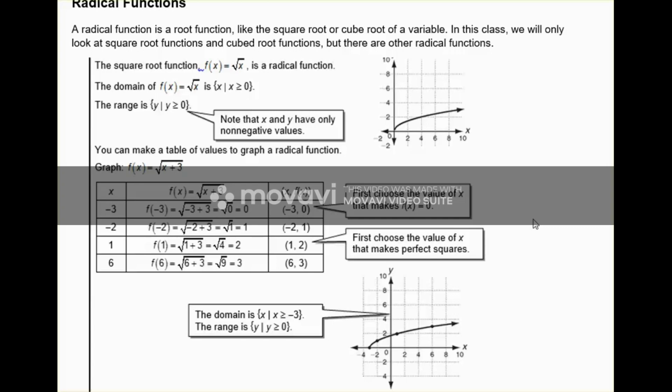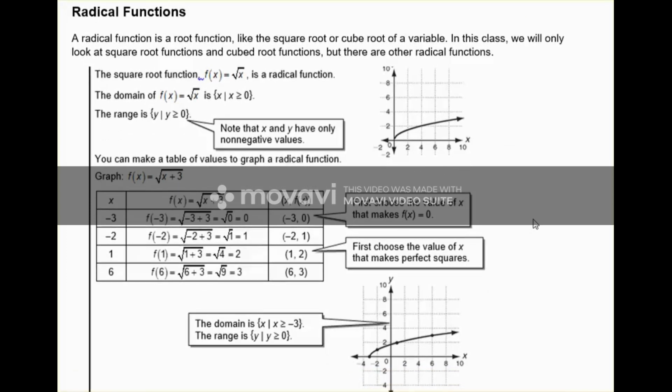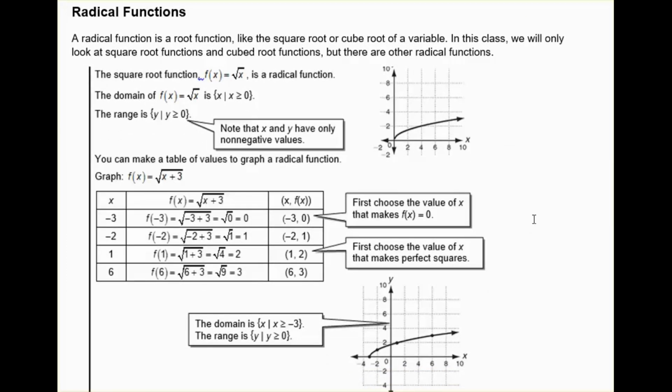Hello, we are going to talk about radical functions today. So a radical function is a root function. We will be looking at both the square root function and the cube root function, and there will be a variable, x usually, underneath the radical sign.